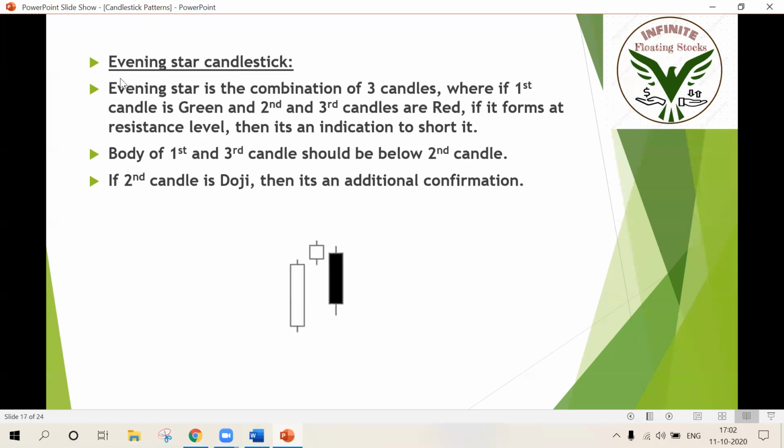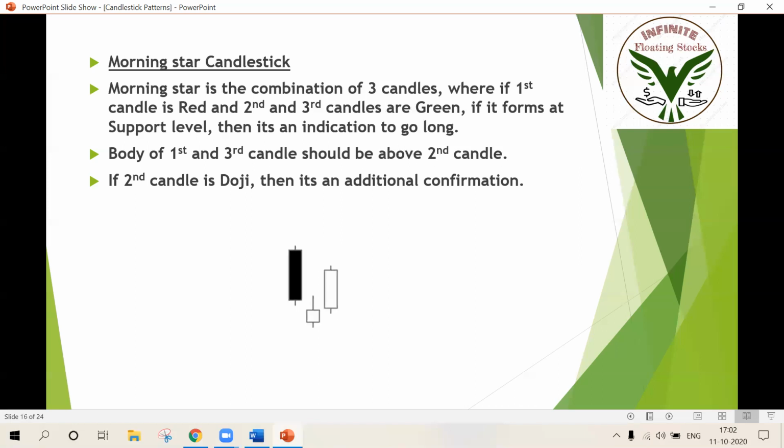And imagine evening star. Who is the evening star? The evening star is the Moon. But imagine that you are at a beach and the Sun is setting down. It looks like the Sun is going downward, right? In a similar way, evening star says that you need to go short. I mean, you need to sell first and buy later if the evening star candlestick pattern happens.